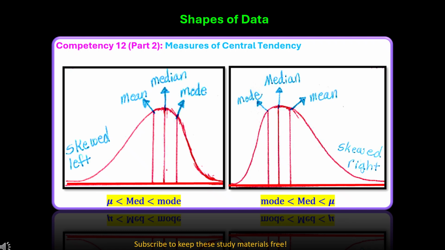An instance where we have our data skewed to the left, and notice that particular form, and then also skewed to the right, where we have the mean being greater than the median, which is greater than the mode, and for skewed to the left, the mean is less than the median, which is less than the mode.